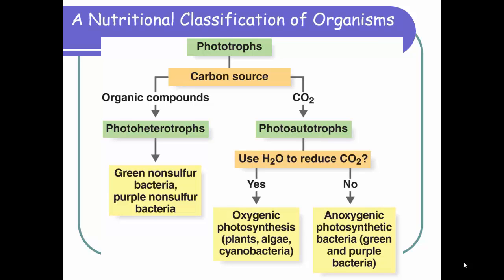If you're a phototroph that uses light as an energy source, and your carbon source is some sort of organic compound, you're a photoheterotroph. This would include the green and purple non-sulfur bacteria. However, if you're a phototroph that uses CO2 as your carbon source, you're a photoautotroph. Then the question is, do you use water to reduce the CO2 to form glucose? If you do and produce oxygen, you are an oxygenic photosynthesizer, such as plants, algae, and the cyanobacteria. If not, you're anoxygenic, which includes the green and purple bacteria.